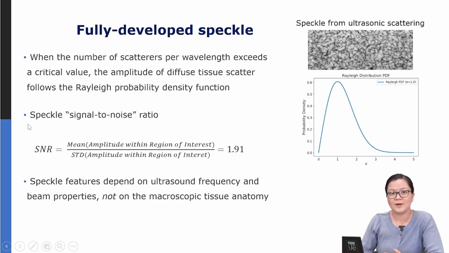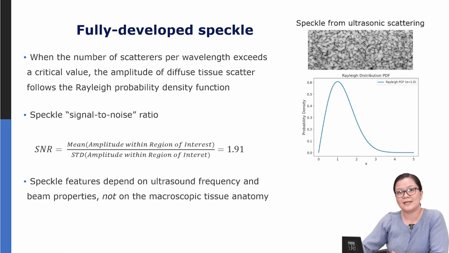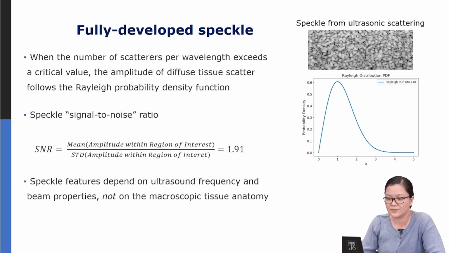We can also quantify this density function using a signal-to-noise ratio. Basically, we look at the speckle signal-to-noise ratio, which is the mean of the amplitude within the region of interest, divided by the standard deviation of that amplitude within the same region of interest. For a fully developed speckle that follows a Rayleigh probability density function, this SNR value would be 1.91. Some speckle features also depend on the ultrasound frequency and beam properties.